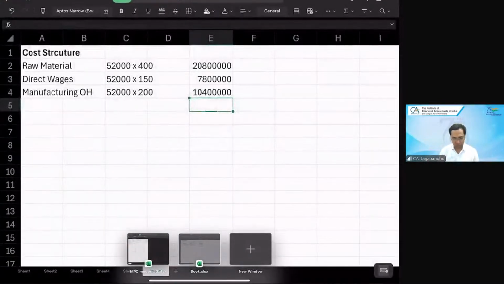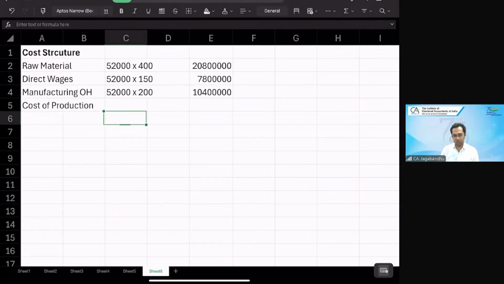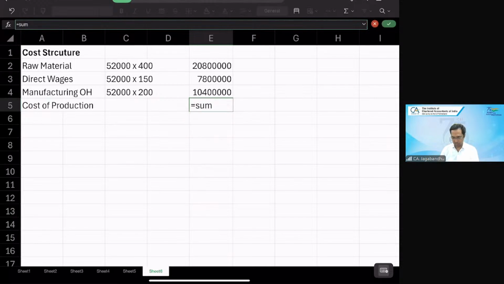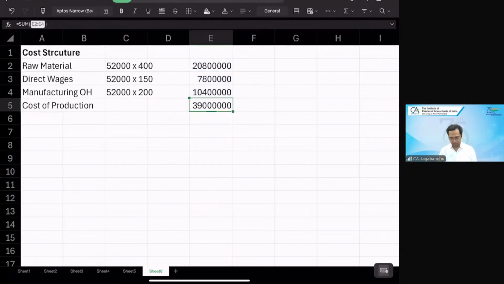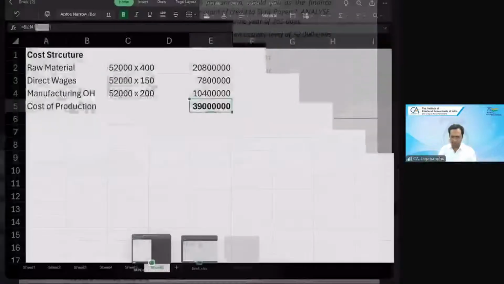And then manufacturing overheads is done. So this is going to give us the cost of production. The cost of production is the sum of this entire thing. Cost of production is 39 lakh.